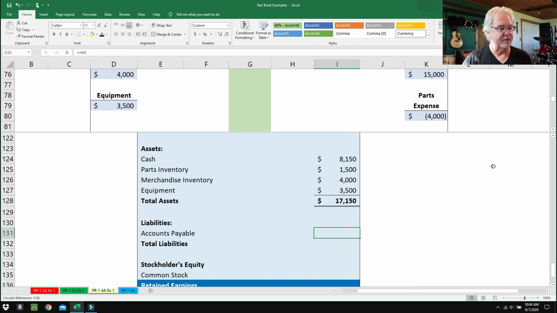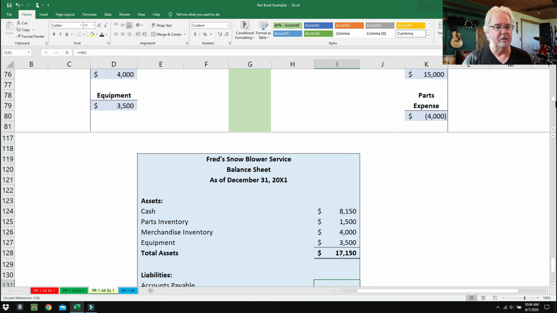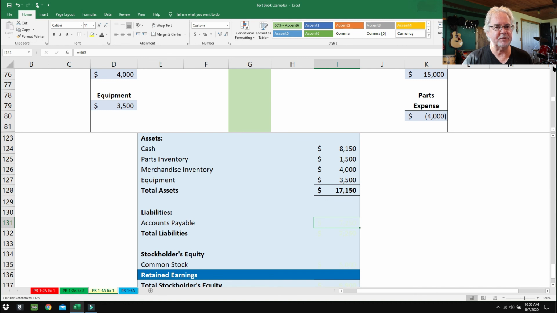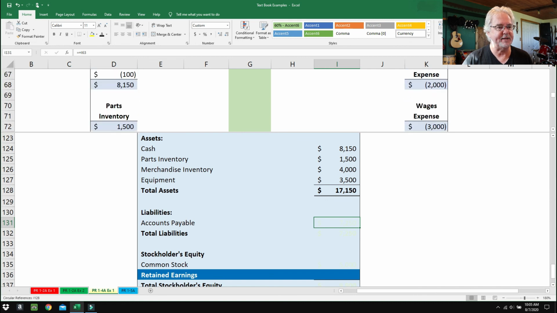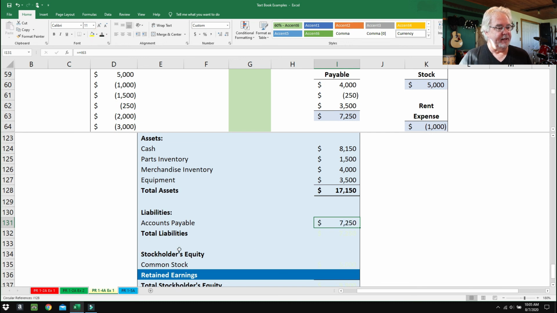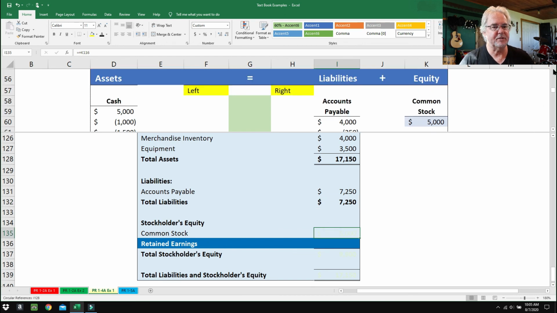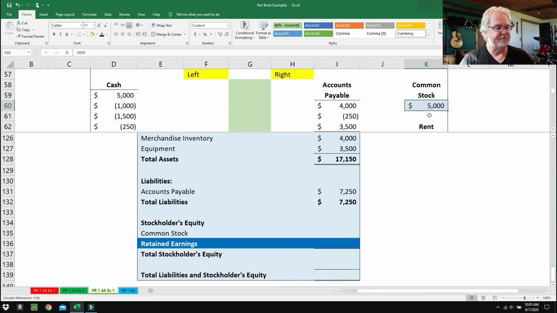How about accounts payable? Oops, went the wrong way. Accounts payable, folks. So going up here to accounts payable. Now we're handling the right-hand side of the general ledger. Accounts payable, there you are. $7,250. And the grand total is going to be $7,250. Coming down to the bottom part of this balance sheet, the stockholders' equity, we have common stock. So let's see. There it is, common stock. $5,000. So let's put it right here.